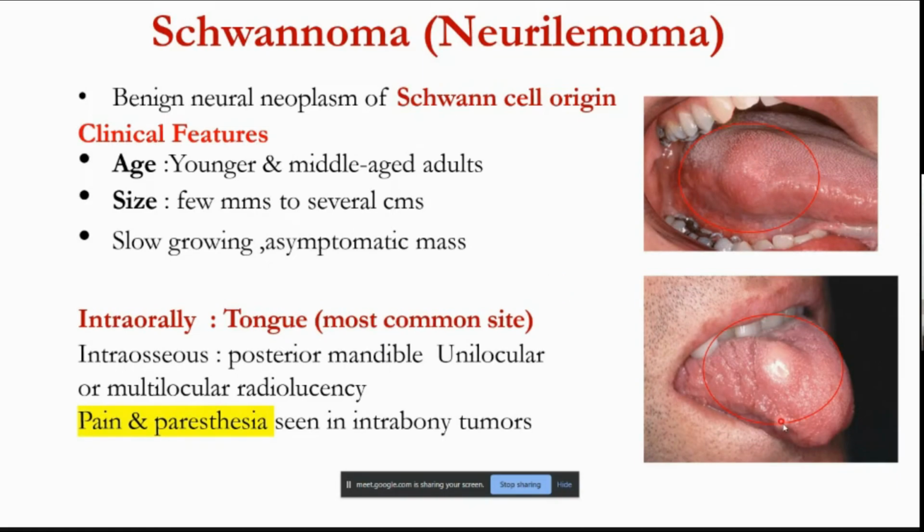Intraorally, as you can see in these two images, the tongue is the most common site. Whenever it is seen within the bone, intraosseous meaning within the bone, it can be seen in the posterior mandible, and it will have radiographic features. When you look at a radiograph of the jaw, you will see either a unilocular radiolucency or a multilocular radiolucency. Pain and paresthesia are also seen, especially when the tumor is within the bone.